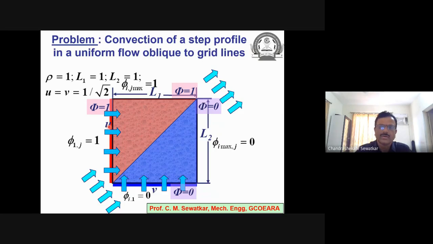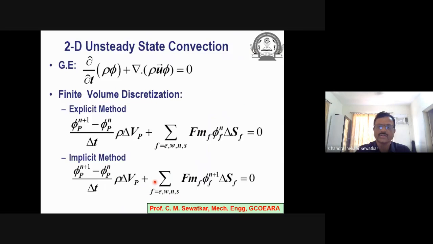One boundary condition is 1 here, 0 here, and 0 here. And u and v are known to me, and I am trying to now obtain the values of phi in the entire domain. From that entire domain, I have just extracted the data for phi along the vertical direction. That has been plotted here.